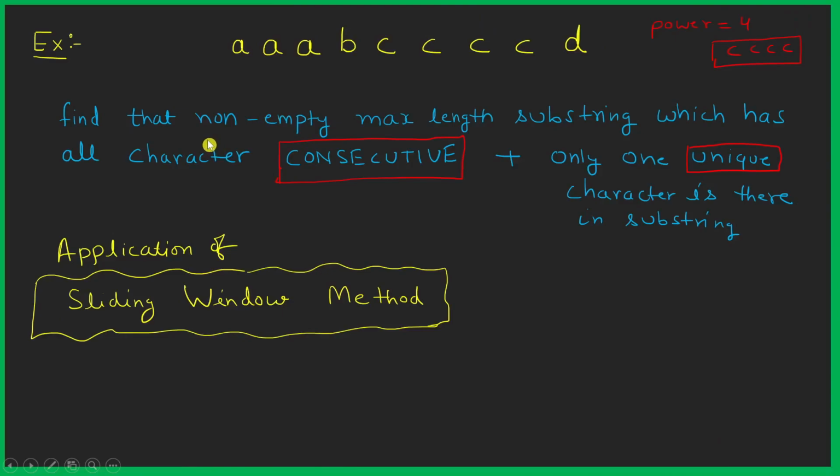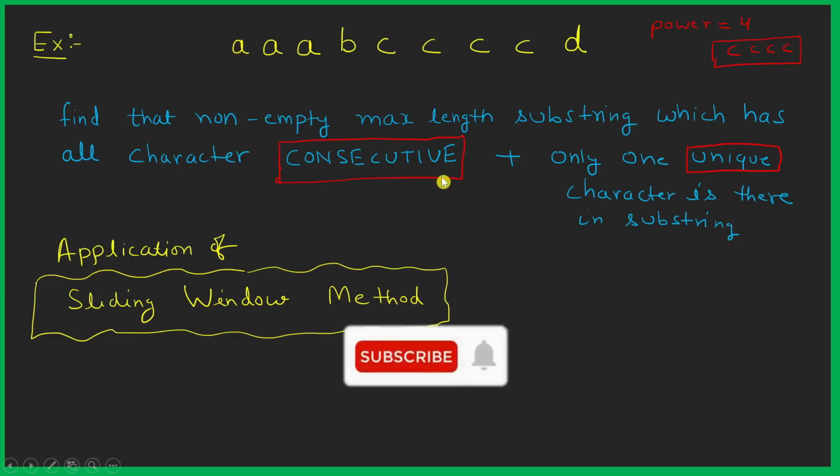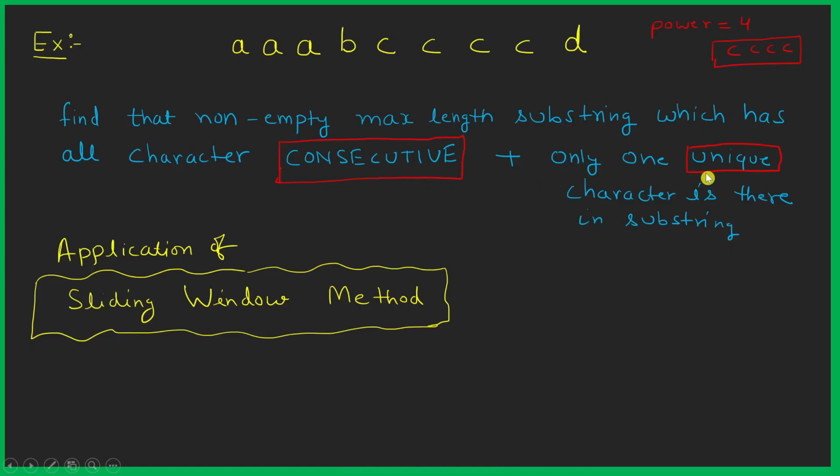So essentially, what we have to find is the maximum length substring in which all the characters are consecutive, that is, they are the same, and only one character is unique in that substring. For this example, AAA, B, CCCC, D, the substring which has 4 Cs occurring consecutively, and only C is there, is the output, and the power should be 4. In our question, we have to just return 4. We do not have to return this CCCC substring.